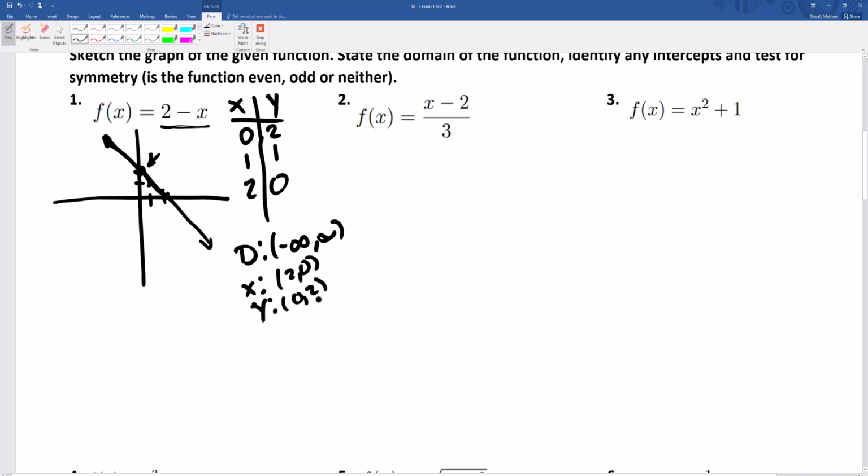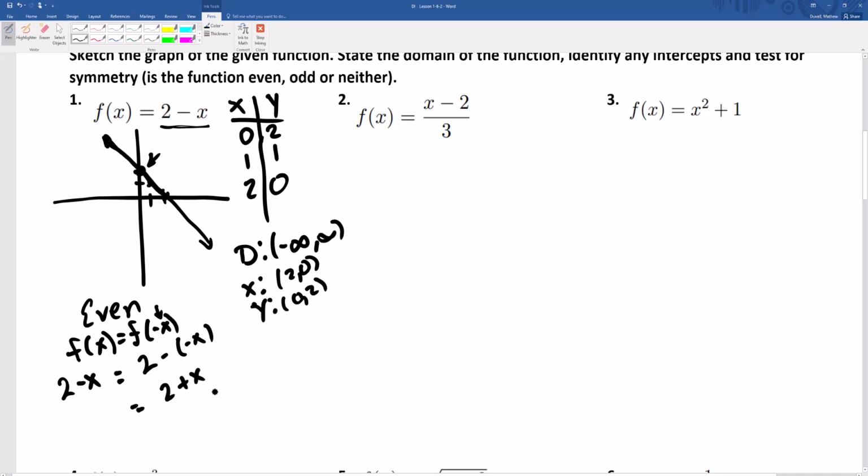And then determine symmetry. If it's symmetric over the y-axis, right, we call that an even function. So you have to show that this statement is true for it to be even. Does your original function equal the same as if I plugged in a negative x? Are those the same? No, not even.